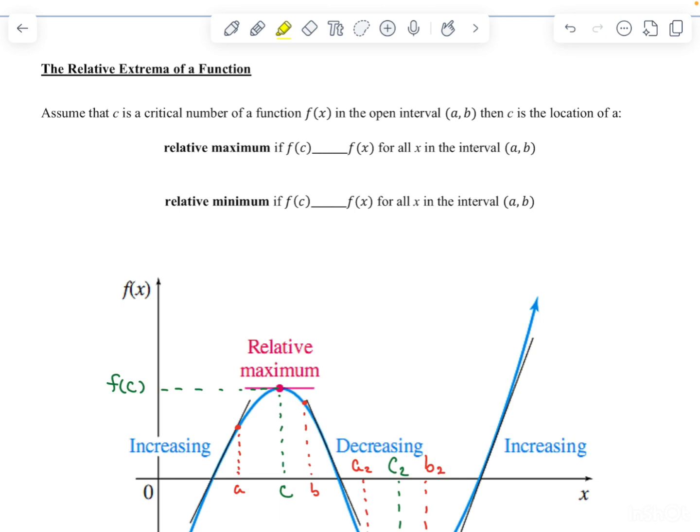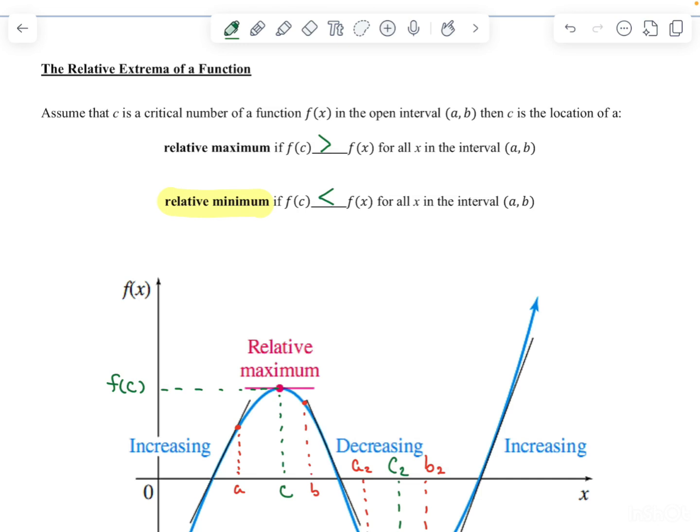So what are the relative extrema of a function? Assume that c is a critical number of a function f of x in the open interval (a, b). Then c is the location of a relative maximum if f of c is greater than f of x for all x in the interval (a, b). c is the location of a relative minimum if f of c is less than f of x for all x in the interval (a, b).